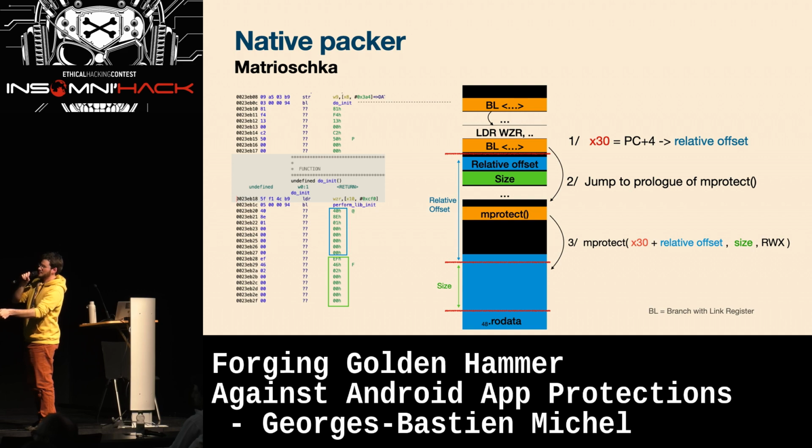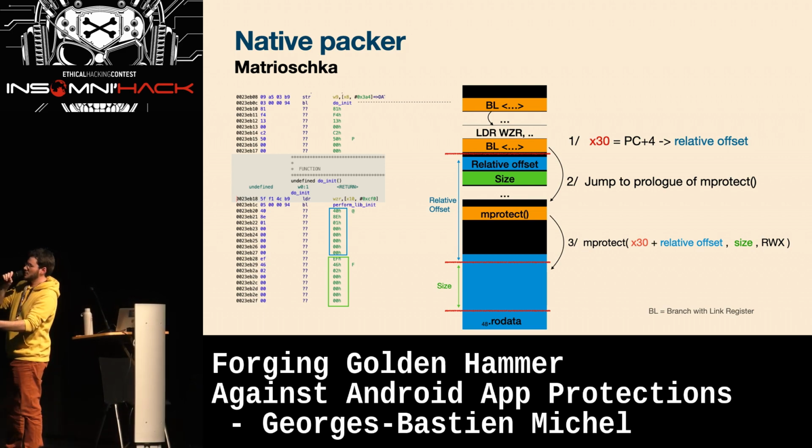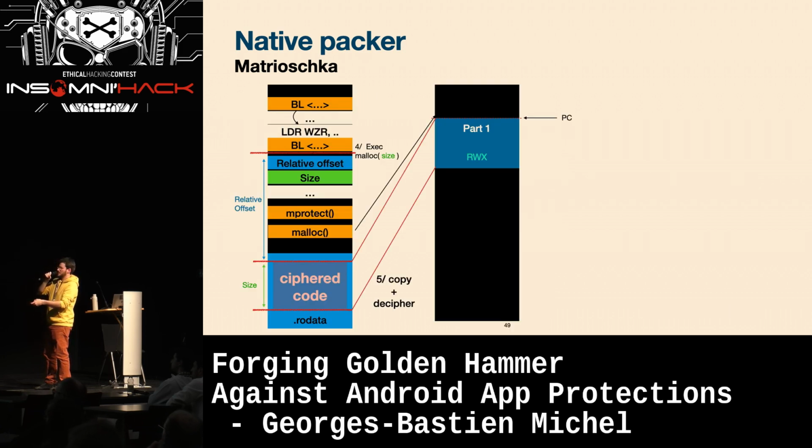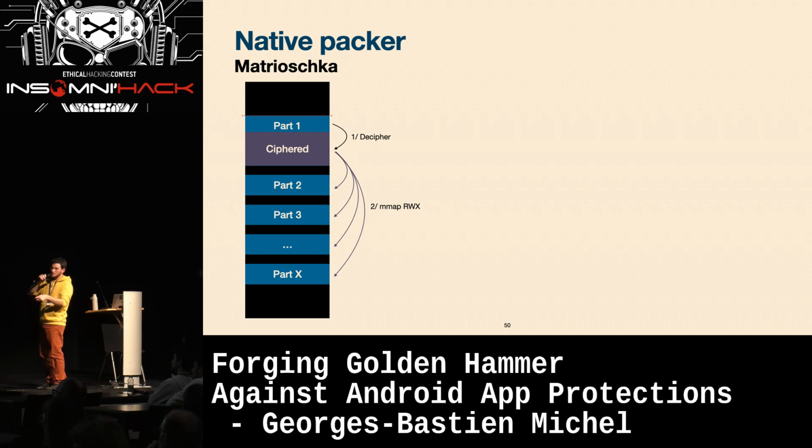The relative offset is a location inside the read-only data section, and the size is the size of a subset of this section. When the execution continues, it will change the protection of the range where the rodata is mapped and make it read-write-executable, and perform a malloc, decipher the code located in the rodata and remap it into another location. And the execution jumps to this new location.